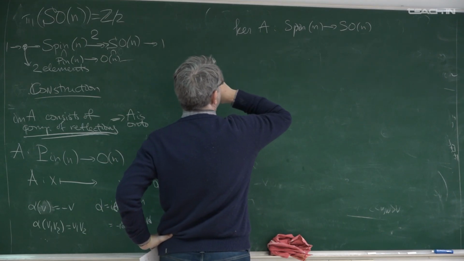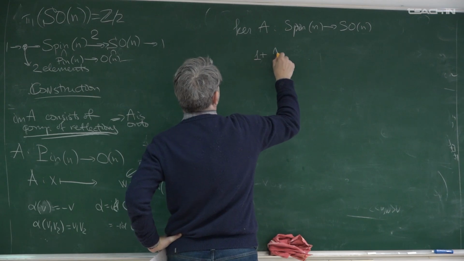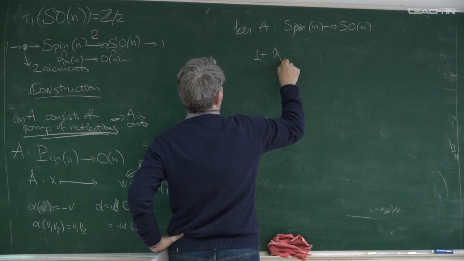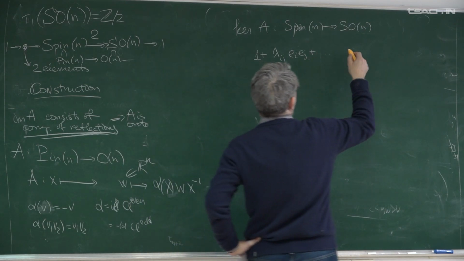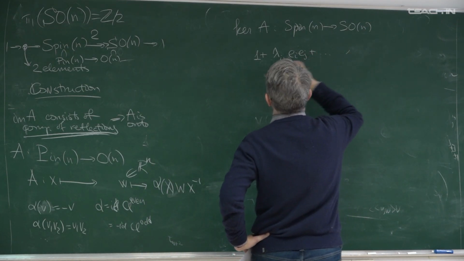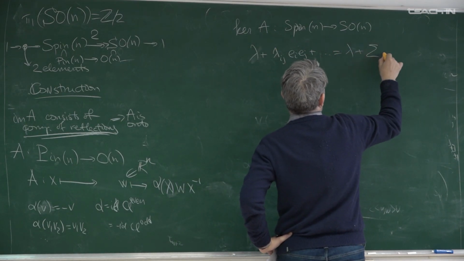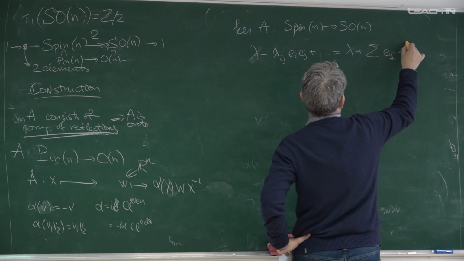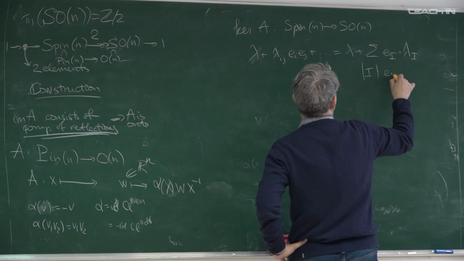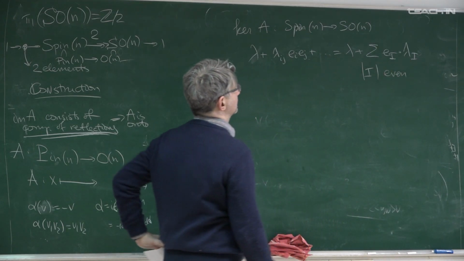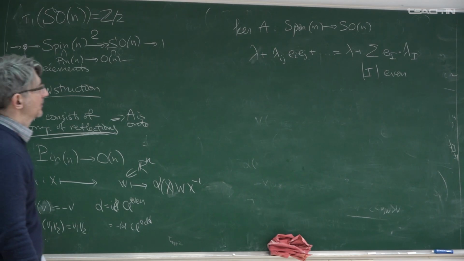An element in the spinor group can be written in this form: lambda plus the sum of lambda_I times e_I, where the number of elements in each multi-index I is even. You expand it in a standard basis.